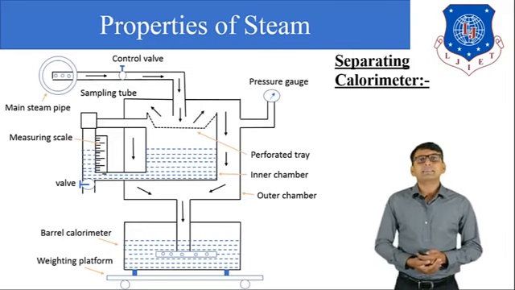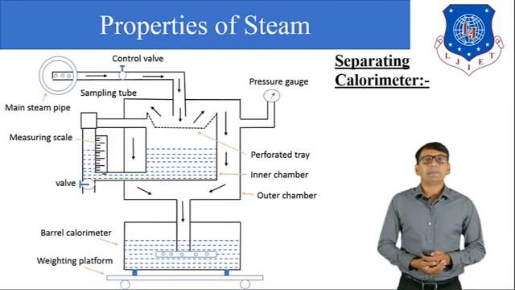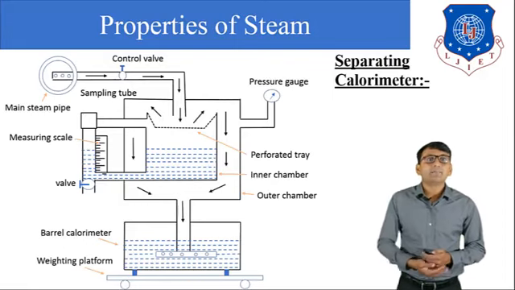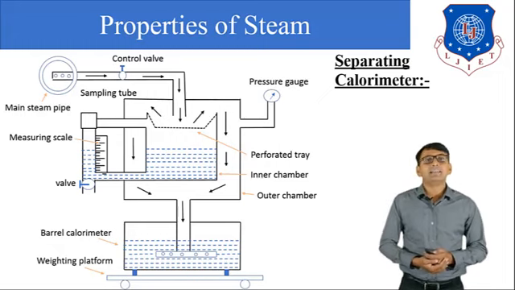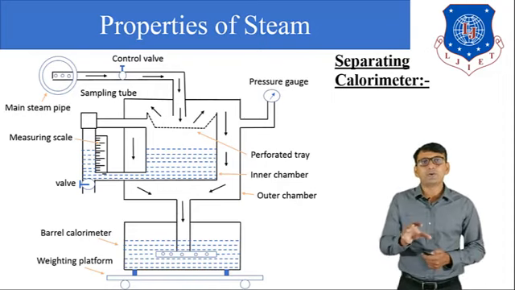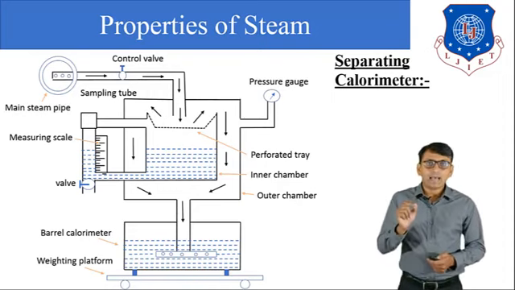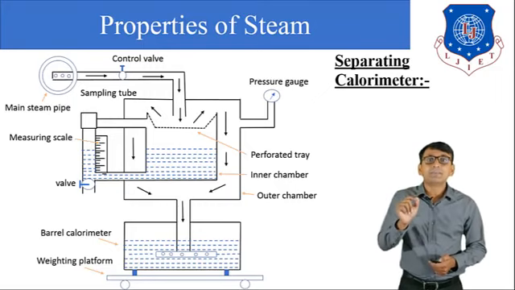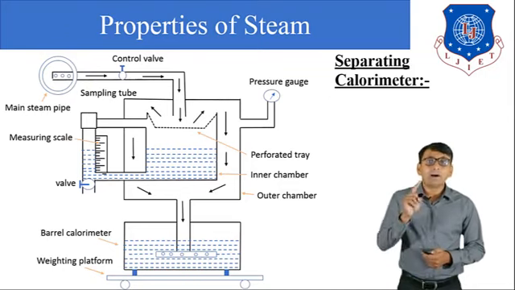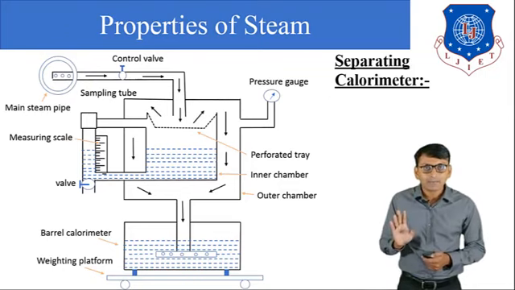In this diagram there is a main pipeline, sampling tube, control valve, inner chamber, outer chamber, perforated tray, pressure gauge, measuring scale, barrel calorimeter, and weight measuring machine. These are the main components of the separating calorimeter. Now wet steam, which is a mixture of water and steam, is passed in the main pipeline.